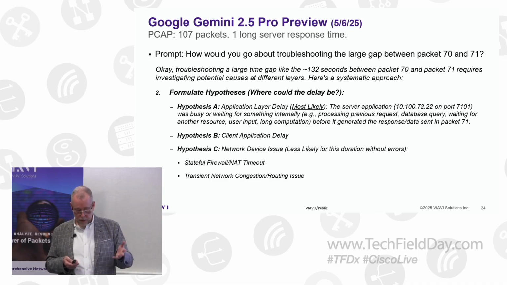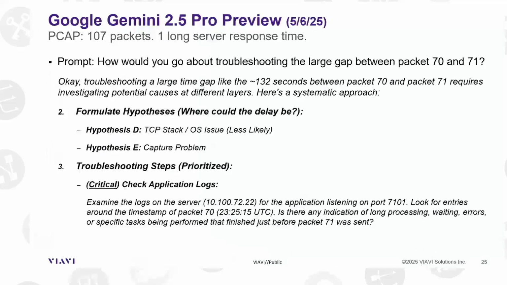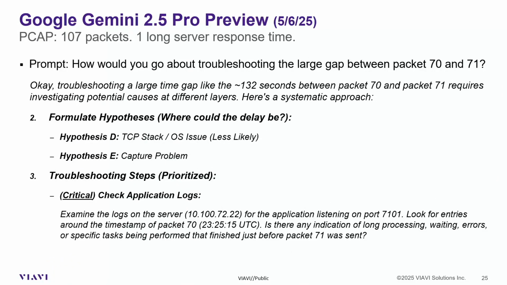Then it came up with hypothesis B, C, D, E. Then it came up with troubleshooting steps and prioritized them, including go check the application logs. That's an interesting one because it didn't say server logs in this case, it said application logs. So Gemini decided this was more likely to be an application layer problem than just a problem with the server platform itself, which I thought was insightful.